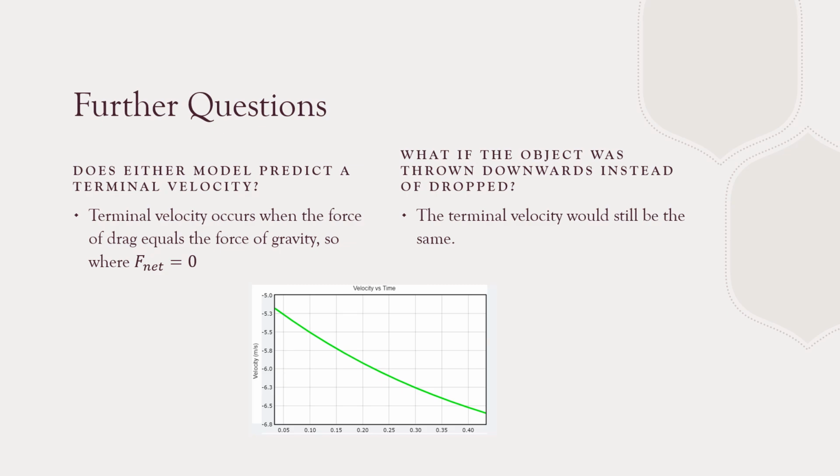And then if the object was thrown downwards instead of dropped, then the terminal velocity would still be the same. That object would just reach terminal velocity quicker because it has an initial velocity that's not 0.